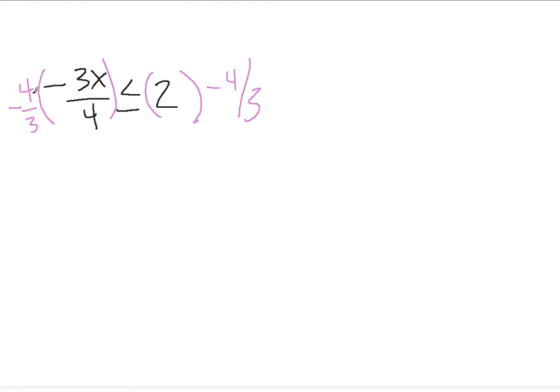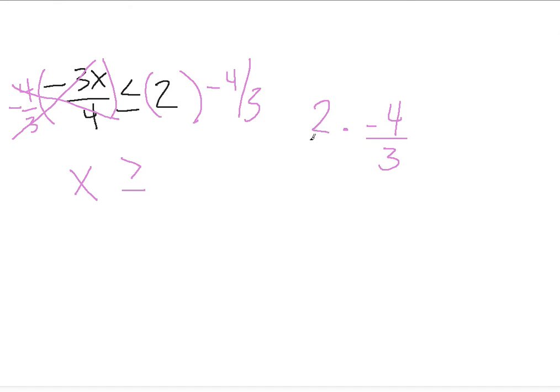Okay, so that allows these guys to cancel out. So we're left with x. And then remember, we're multiplying by a negative, so that means that we need to switch this sign. This says less than or equal to. We need to make it say greater than or equal to. Okay? And then lastly, we have 2 times negative 4/3. Sometimes people hate fractions, but it's not that scary.